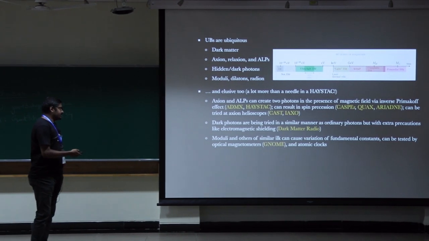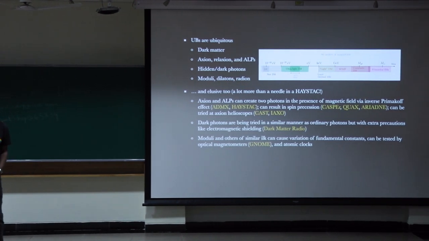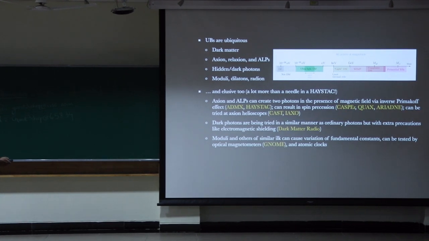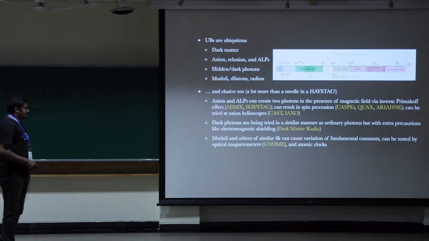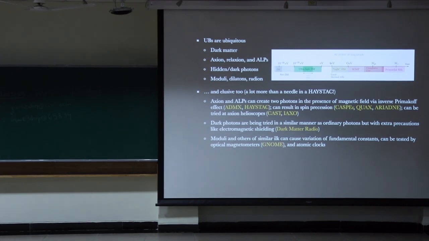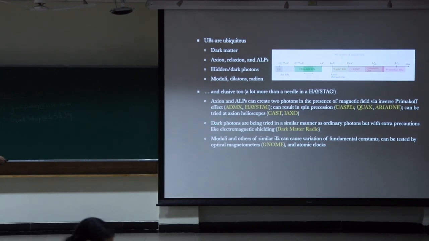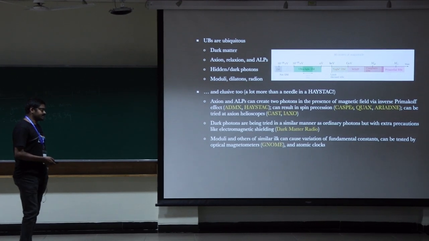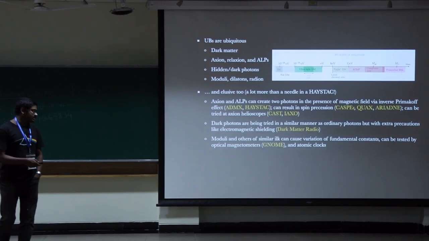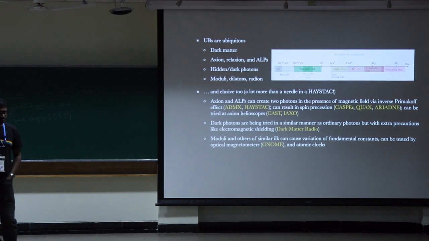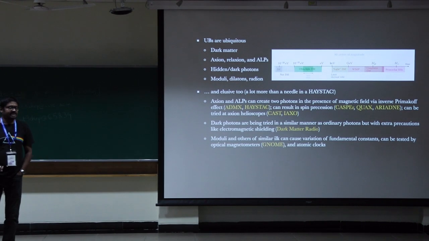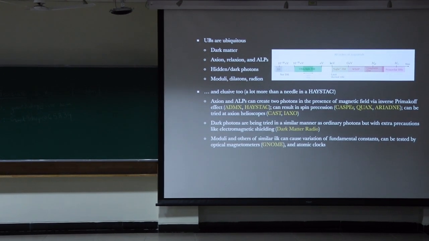Moreover, these axions and ALP kind of particles also result in spin precession in atomic and nuclear systems. Some experiments on that front would be like CASPEr and QUARKS. There are also axion helioscopes trying to detect them. As far as dark photons are concerned, they are also being tried in a similar manner in various experiments. But obviously, for dark photons, most things will be similar to normal photons, but you have to take extra precaution to shield the normal electromagnetic fields. Such experiments are like DM Radio and things like that.